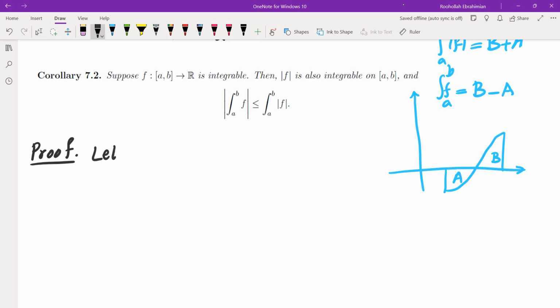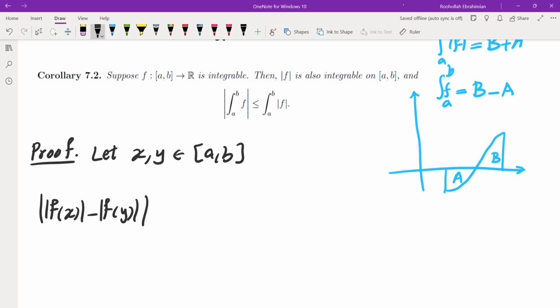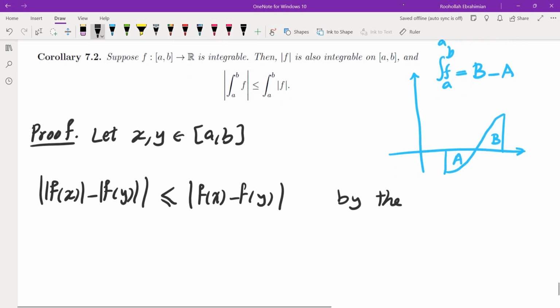So let x and y be inside the interval AB. So I'm going to look at the difference between f of x and f of y in absolute value. First of all, if I take that, it is less than or equal to the absolute value of f of x minus f of y. This is by the triangle inequality. Well, sometimes we call this a reverse triangle inequality.